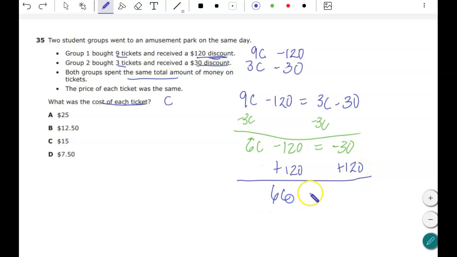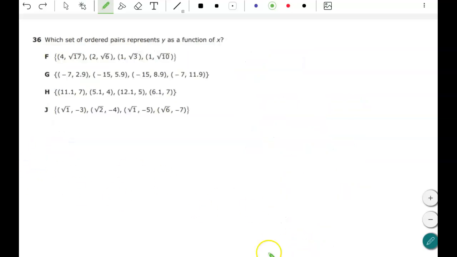So we have 6C on the left side. This would be 90. And then our last step is to divide by 6. So then you figure out what C is. It should be 15. So you can use your calculator. Make sure you have the correct answer. All right, so the answer is C. All right, here's our next problem.